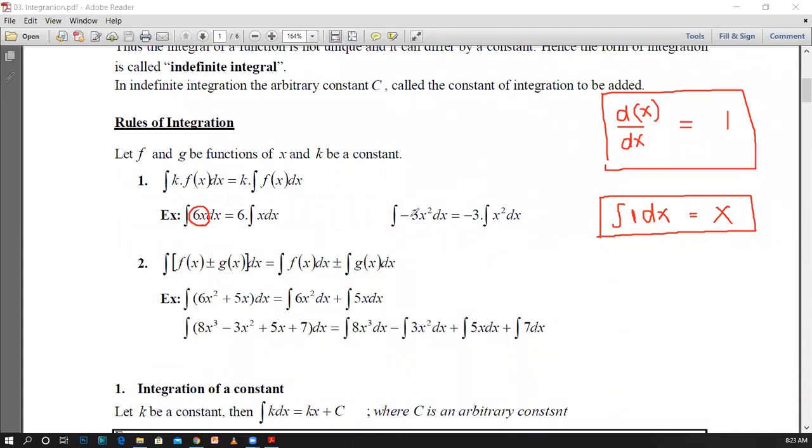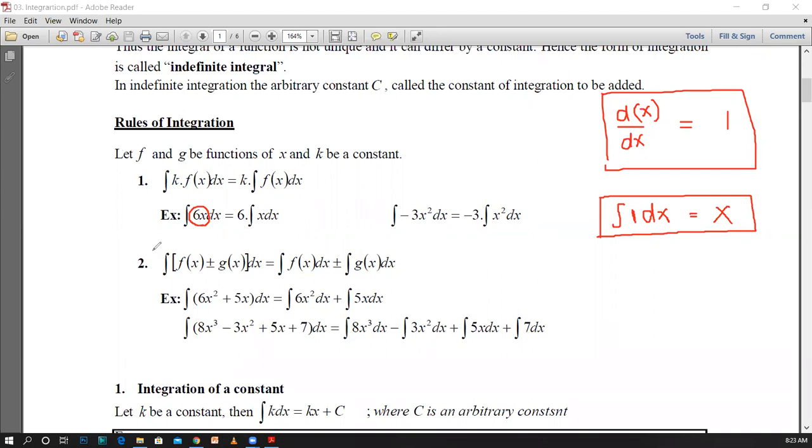Another example is here, minus 3x squared dx. Now you can see that minus 3 is a constant, therefore we can take it out of the integral and then perform the integration for the remaining part, x squared dx.